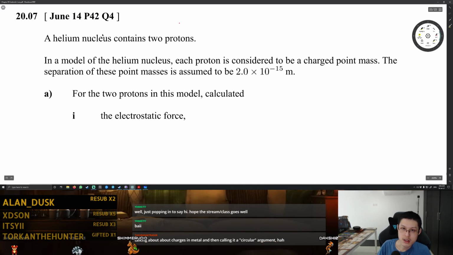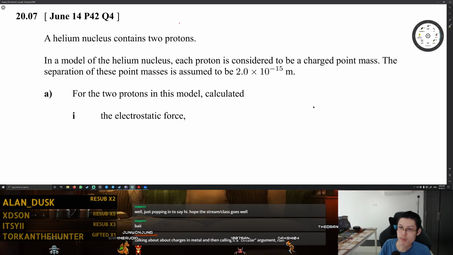So helium contains 2 protons. In the model of a helium nucleus, each proton is considered to be a charged point mass. The separation of these point masses is assumed to be this guy here. For the 2 protons, calculate the electrostatic force.